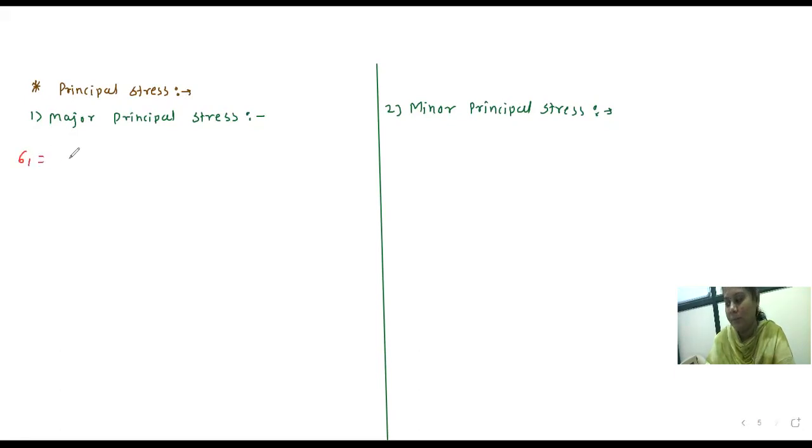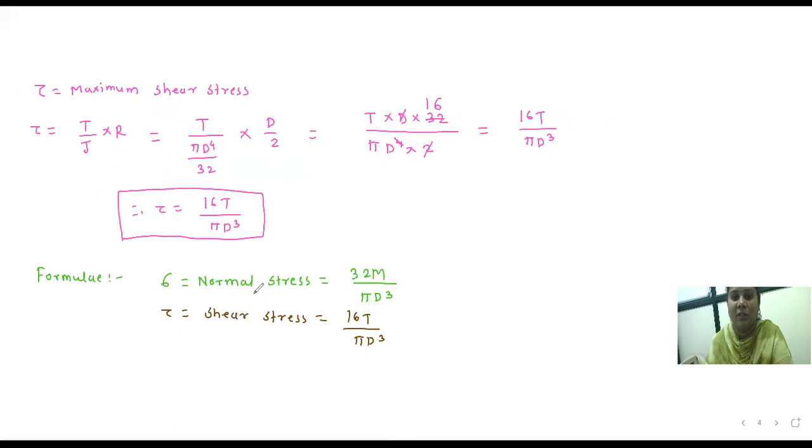Sigma 1, which is equal to sigma x plus sigma y divided by 2 plus square root of sigma x minus sigma y divided by 2 bracket square plus tau square. Now we will put values here. Already we have calculated normal stress and shear stress. So this normal stress along x direction, and along y direction normal stress, which is equal to 0.